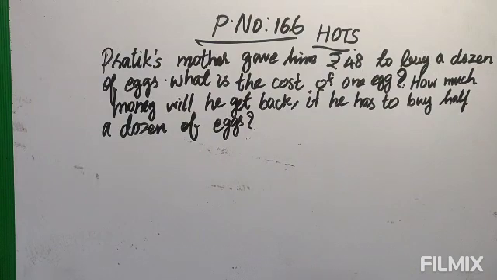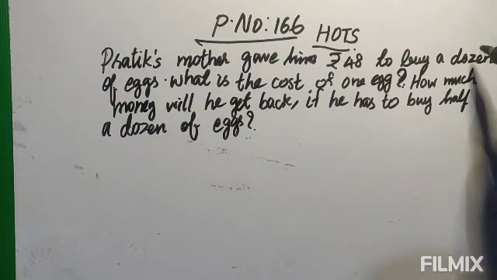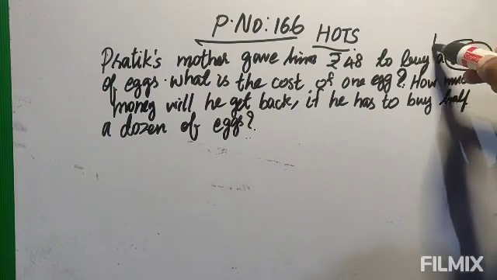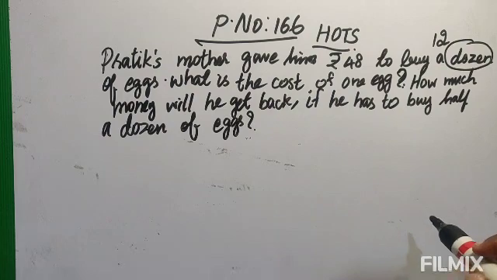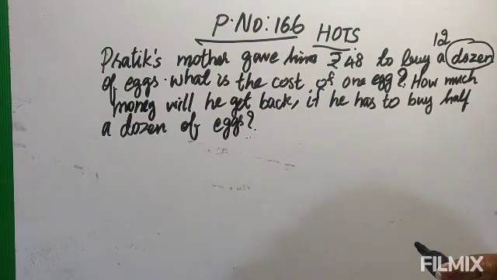Okay, as we have finished the semester, I thought I will explain the HOTS also. In page number 166, it is given: Pratik's mother gave him rupees 48 to buy a dozen eggs. What is the cost of one egg? So she gave 48 rupees and asked him to buy a dozen eggs. Dozen means 12 numbers, that means 12 eggs. So you have to find the cost of one egg.